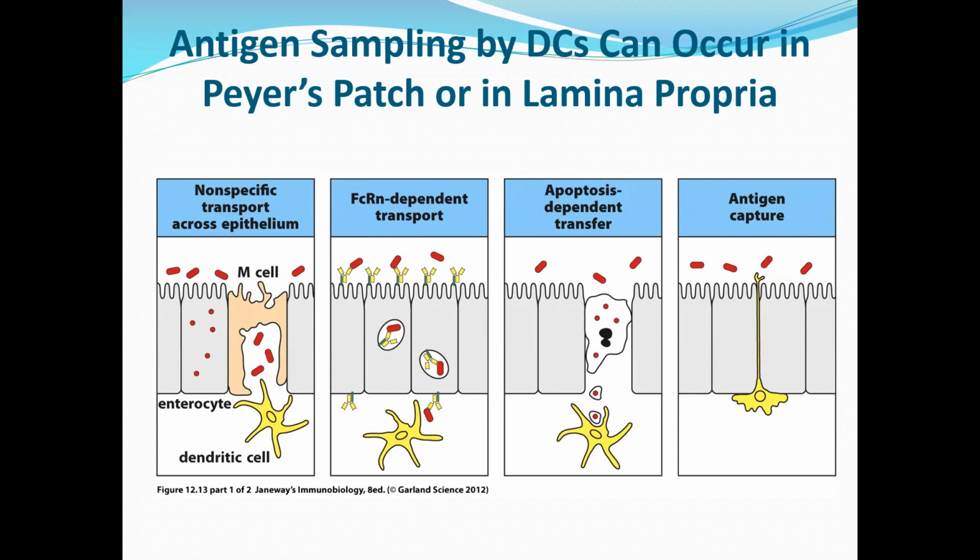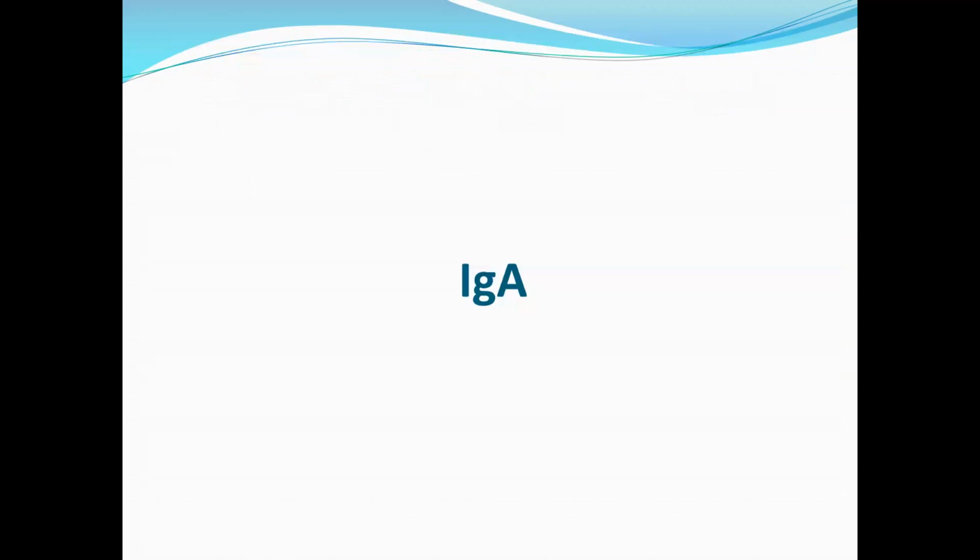So this is an important part of peripheral tolerance, because any breakdown in this mechanism can lead to inflammatory bowel disease, Crohn's disease, and so on. So although I said that the neonatal FC receptor can transcytose IgG, IgA is the predominant antibody that is associated with the mucosal immune system.